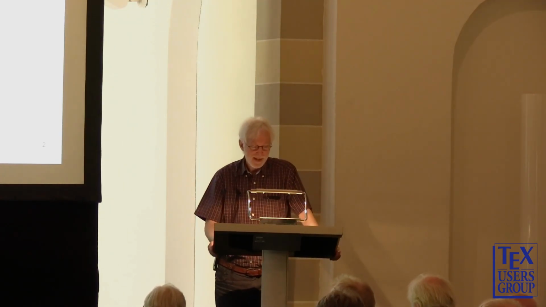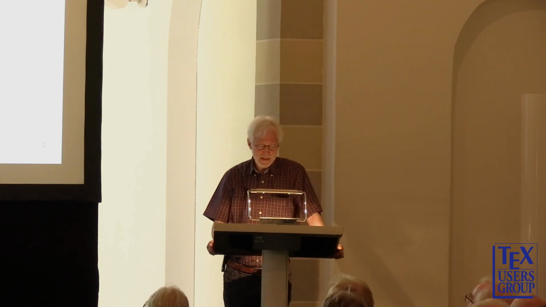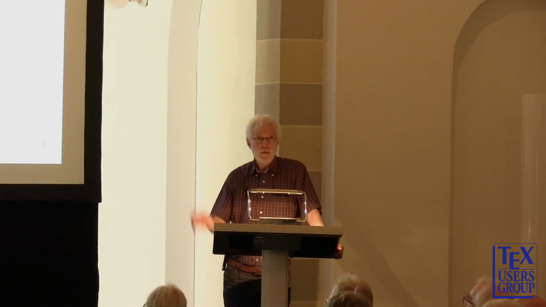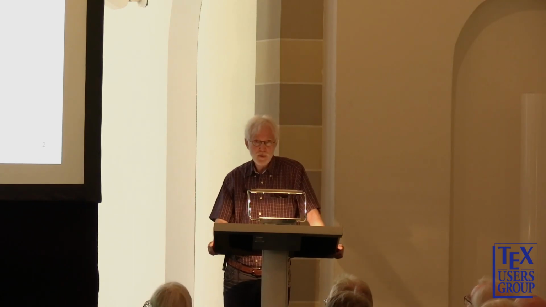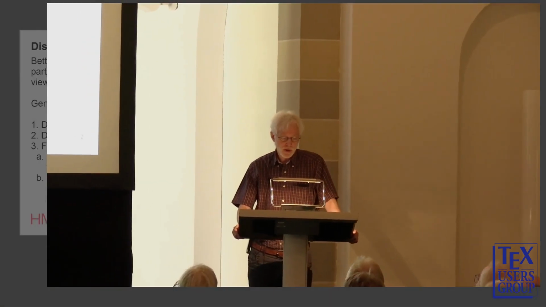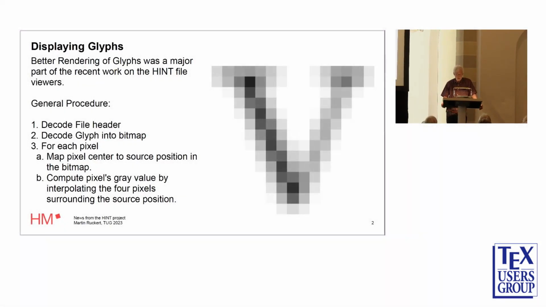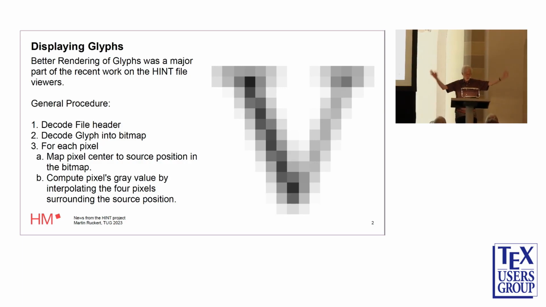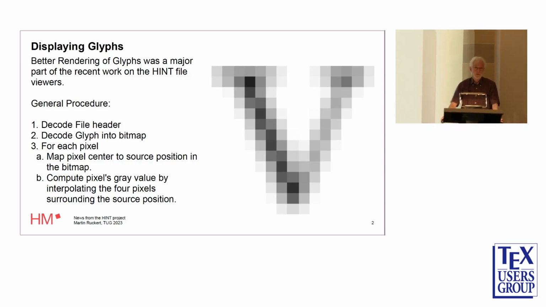PK fonts. One problem I worked on was displaying the glyphs. The first viewer that I had for the HINT viewer was Android. And Android mobile devices usually have a very high resolution, often 300 dots per inch or more. So good rendering of the glyphs was not really an issue. This changed when I implemented the HINT viewer for Windows and for Linux, because on a large computer monitor, the resolution is often below 100 dots per inch, and good rendering becomes really an issue.